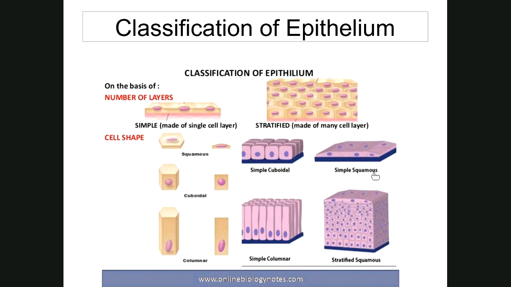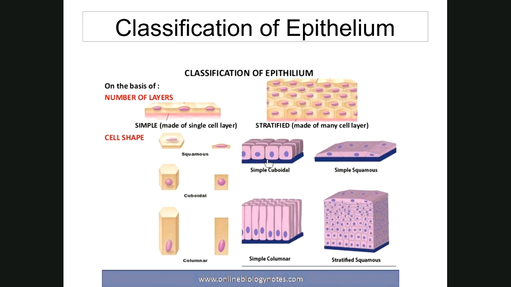Number five is cuboidal. It means they're cube-shaped, somewhat like little alphabet blocks when you look at them on a slide. So cuboidal, cube-shaped. And you can see here is simple cuboidal, one cell layer of cube-shaped cells. Now we're not going to look at stratified cuboidal. We're just going to look at simple cuboidal.